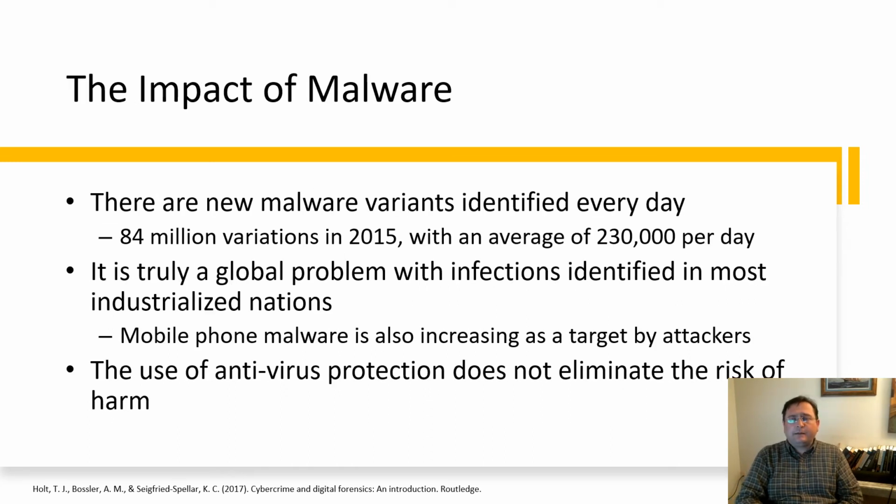The impact of malware can be very huge. There are new malware variants identified every day, and 84 million variations in 2015, with an average of 230,000 per day. So that's a very large impact. And if we look at the recent numbers, we will probably see much larger variations these days. And it's truly a global problem, with infections identified in most industrialized nations.